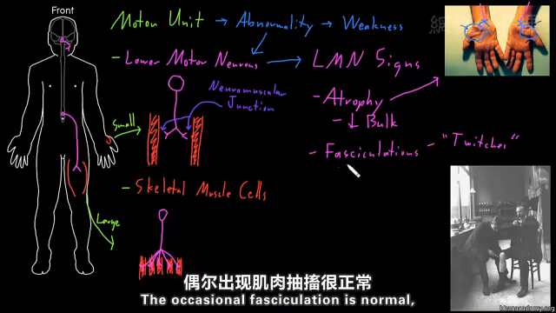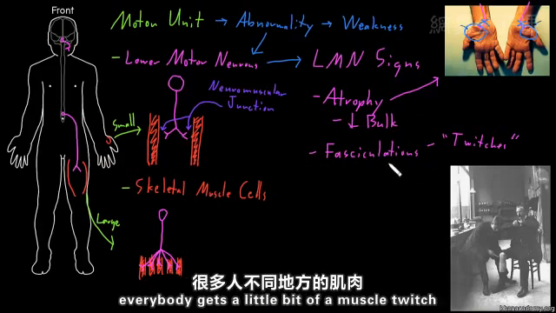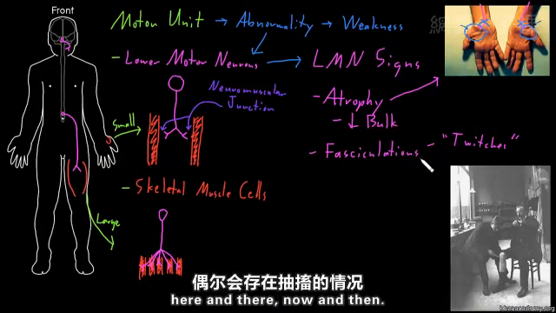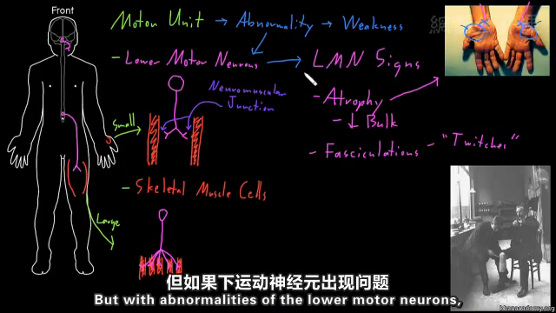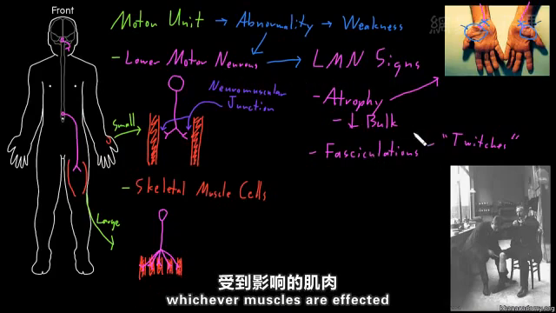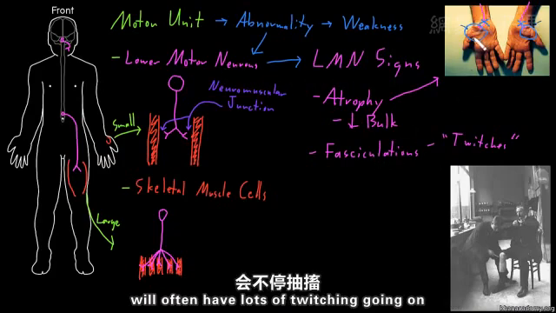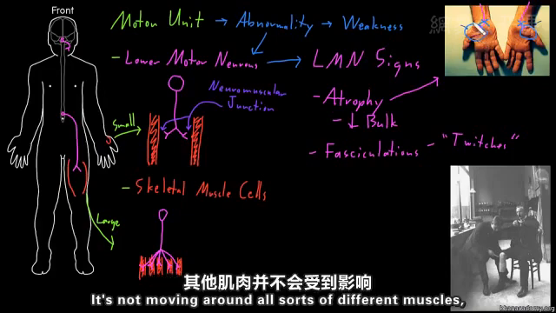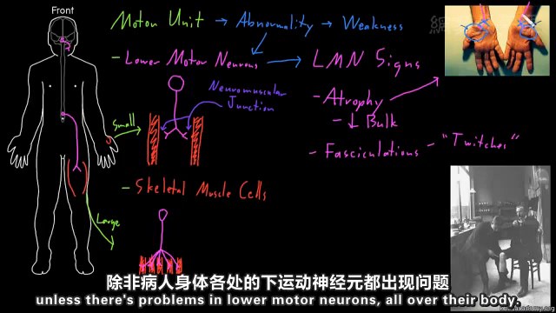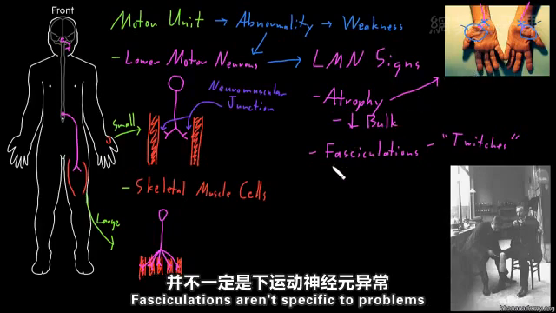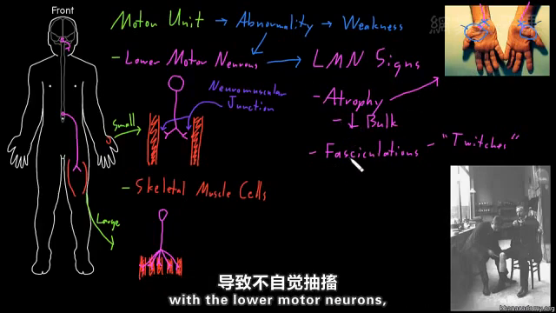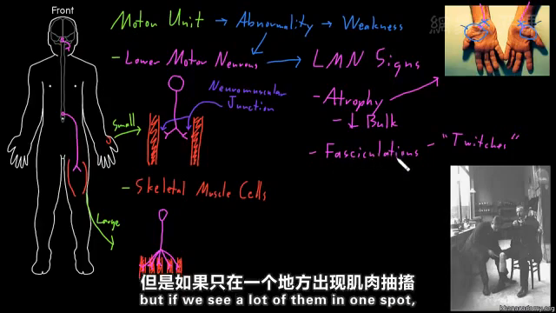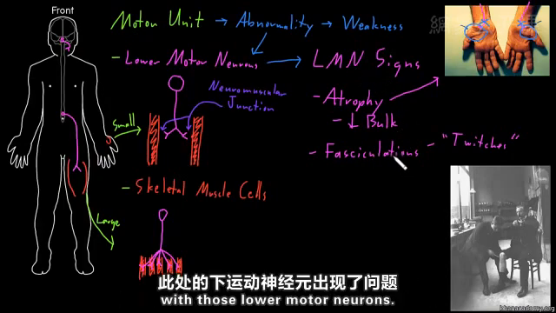Now the occasional fasciculation is normal. Everybody gets a little bit of a muscle twitch here and there now and then. But with abnormalities of the lower motor neurons, whichever muscles are affected will often have lots of twitching going on for a very long period of time, just in those muscles that are affected. It's not kind of moving around all sorts of different muscles, unless there's problems in lower motor neurons all over their body. So fasciculations aren't specific to problems with the lower motor neurons, but if we see a lot of them in one spot, then that suggests there could be a problem with those lower motor neurons.